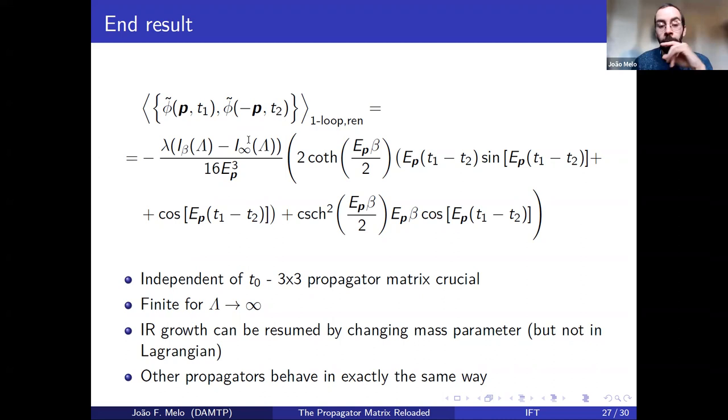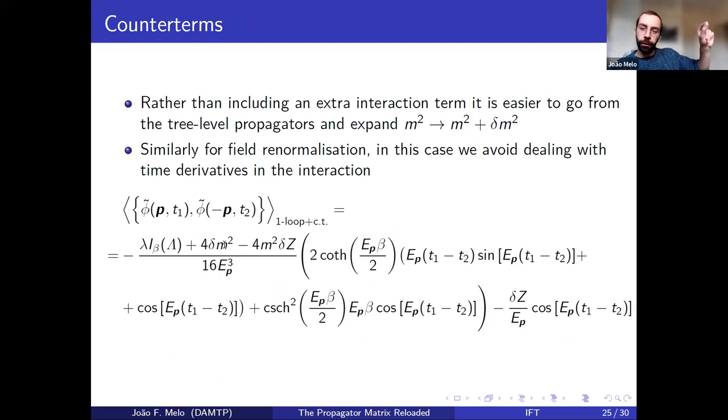I'll reiterate the point that this is independent of T naught, and I needed to sum all three diagrams to get that independence of T naught. I have this extra term here at the end that does not depend on T naught and can only come from the cross terms. Even further, notice how, the way I did my mass counter term, I put it in the free theory and it spat out this cosh term.